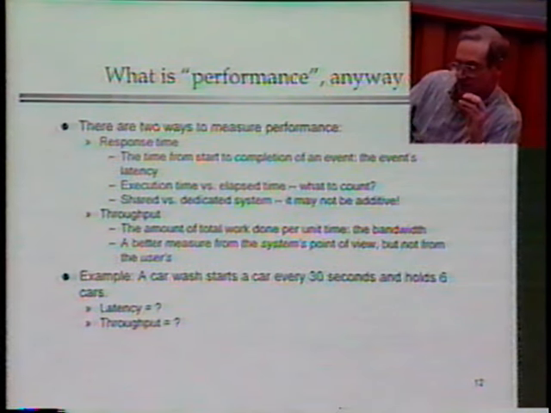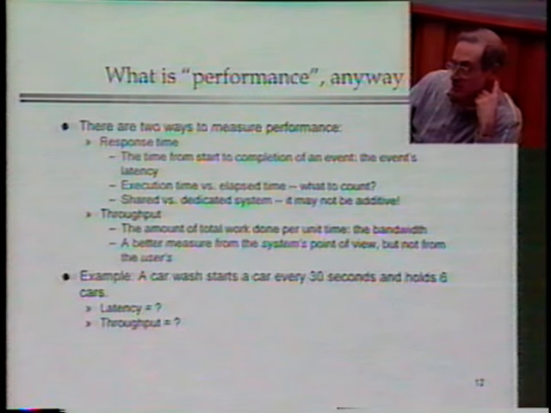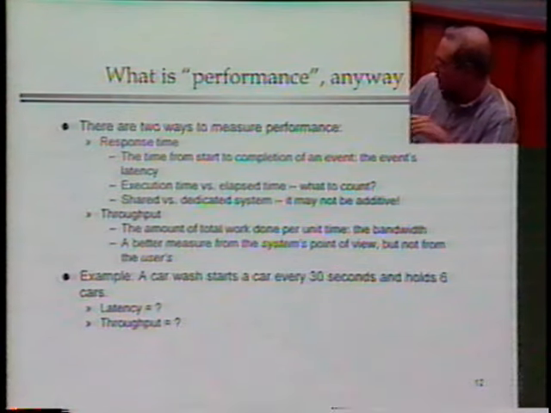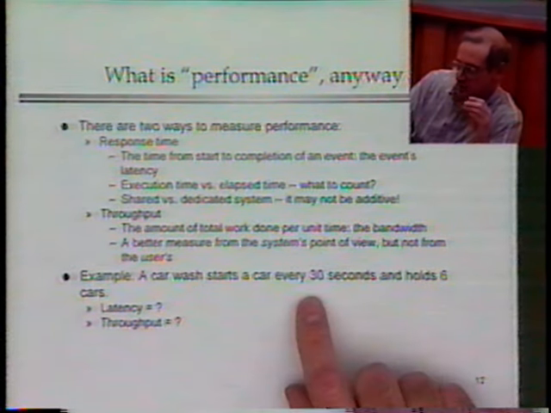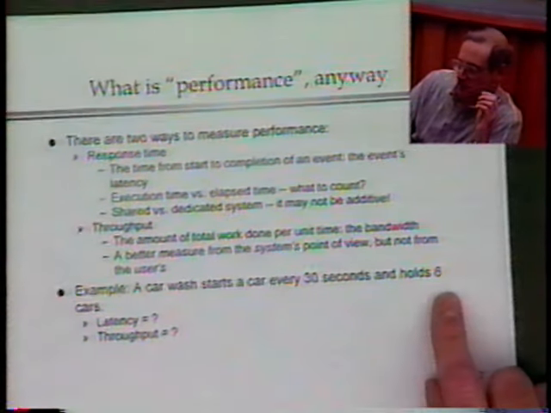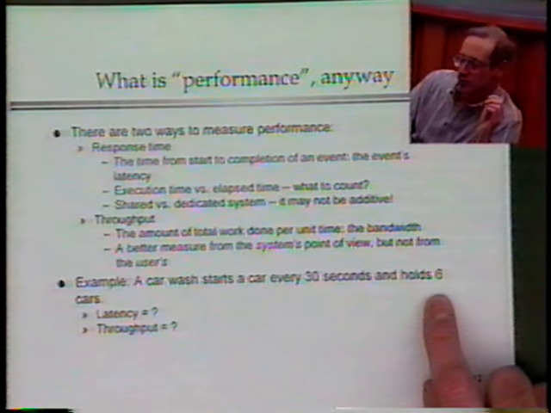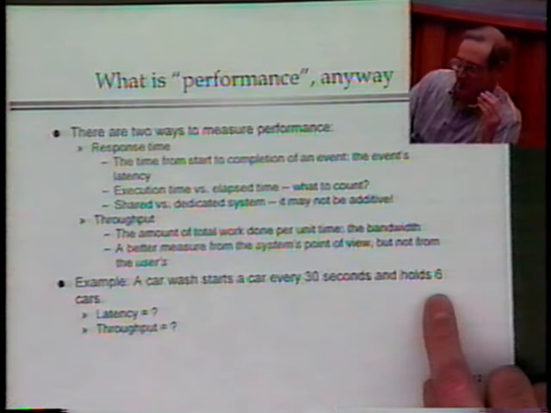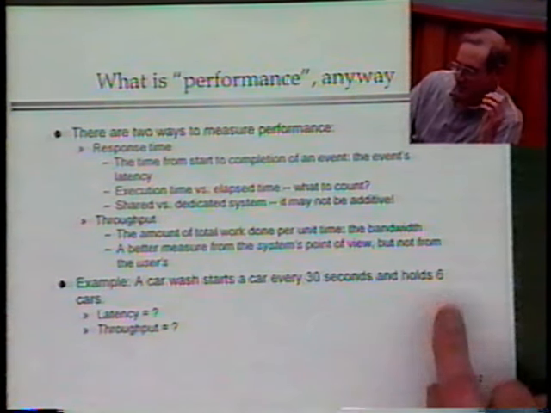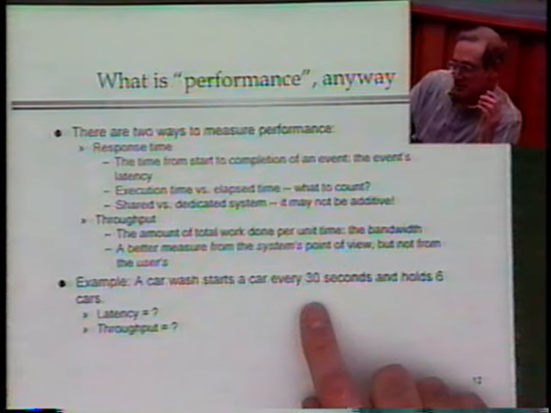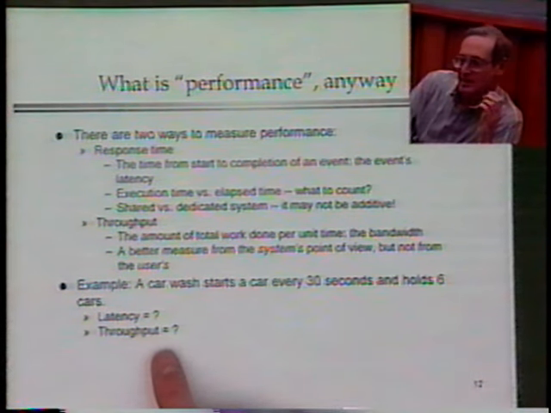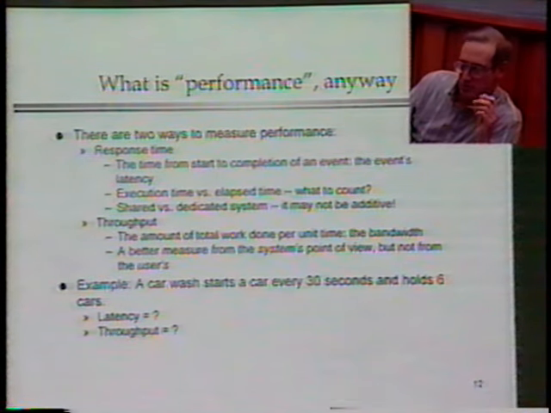An example is a car wash, which may have different throughput and latency requirements. This, by the way, is not a theoretical presentation, because I went down to one of our local institutions, namely Lozano's, and timed how long it takes cars to go through their car wash. If a car wash, as they do, starts a car every 30 seconds and holds 6 cars, what's the latency? How long does it take a car after it enters to come out?